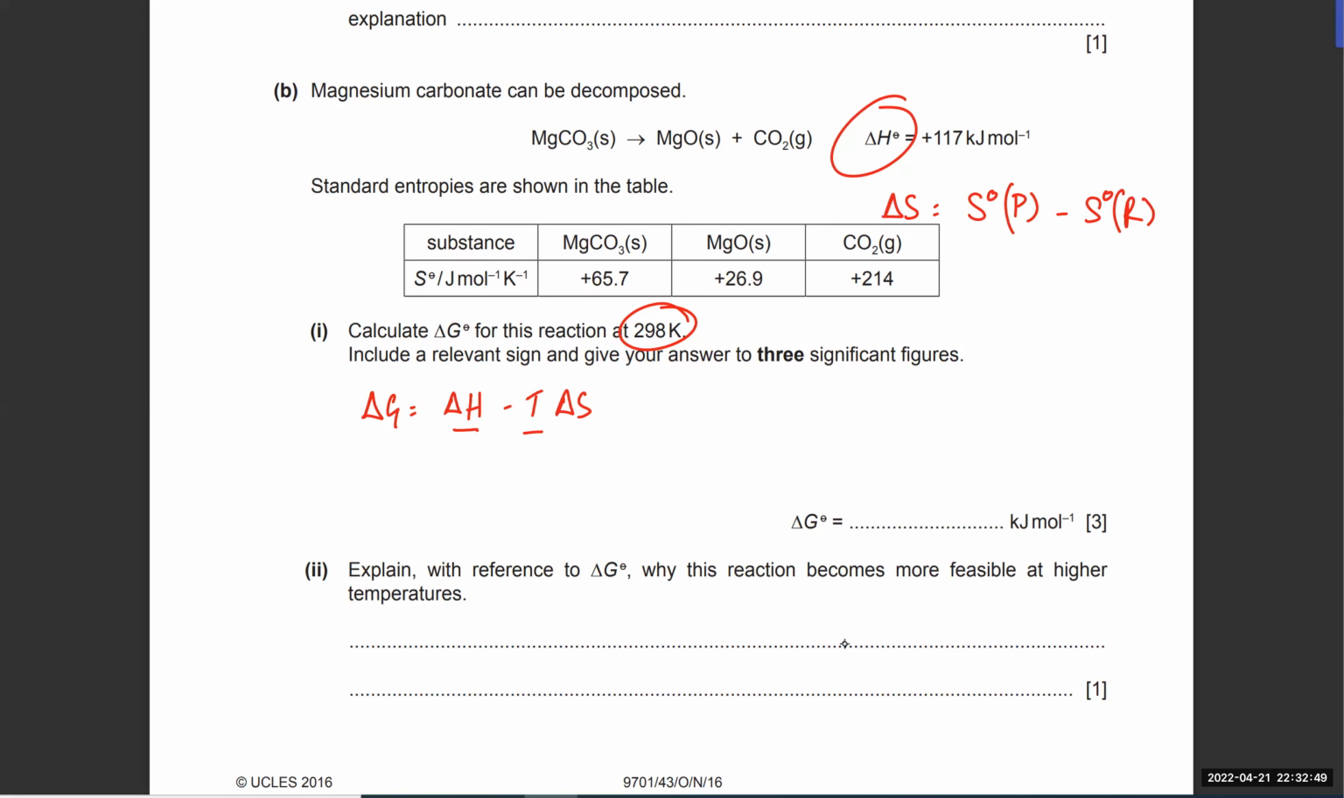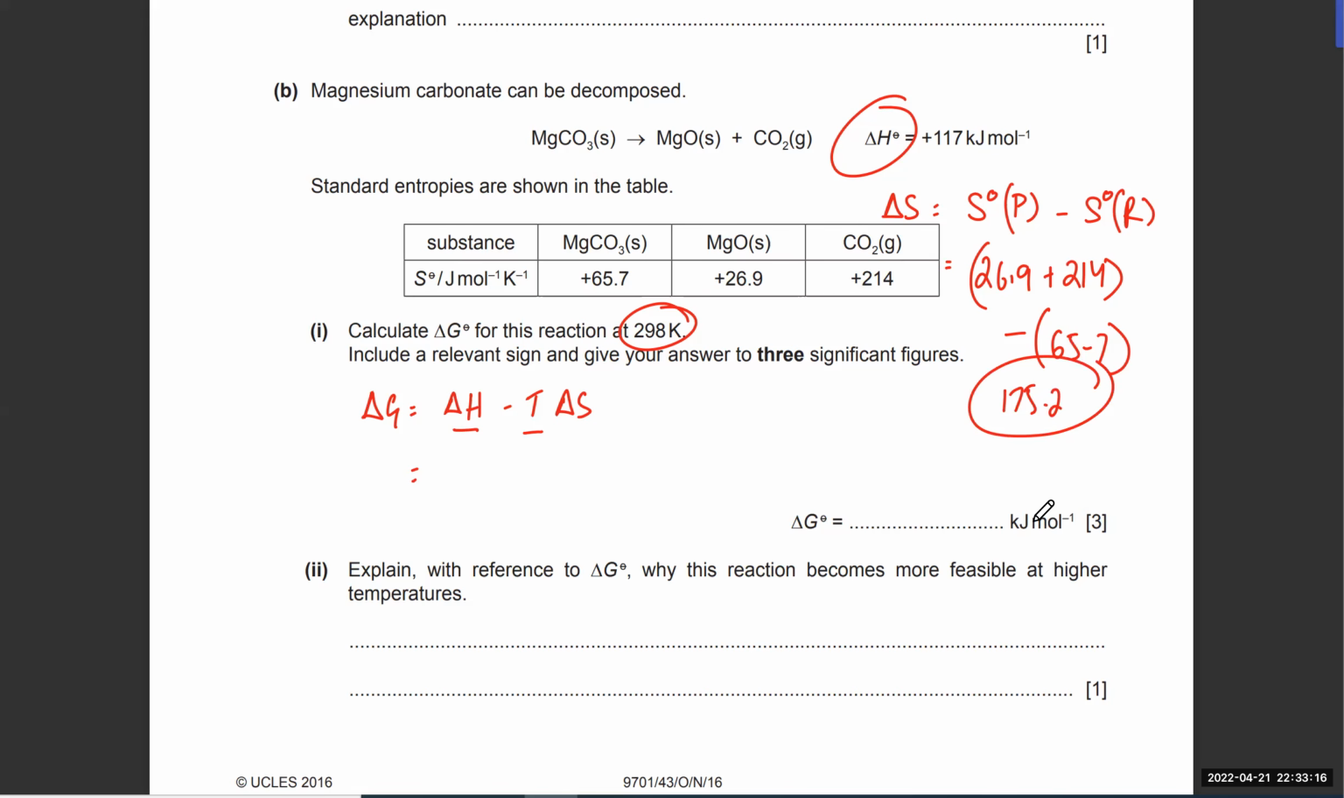Somebody should do this pretty quickly. What are your products? These are your two products. So it's this and this: 26.9 plus 214, minus 61, and then you're going to minus the MgCO3, which is 65.7. So what do you get? 175.2. So we're getting 175.2.